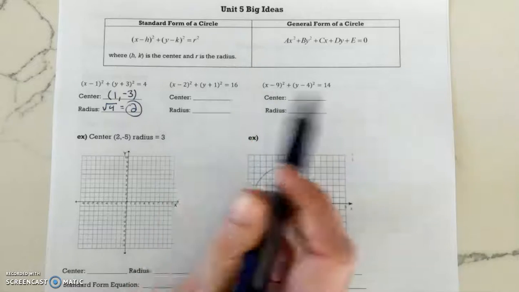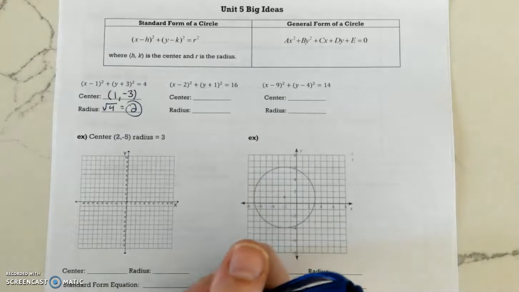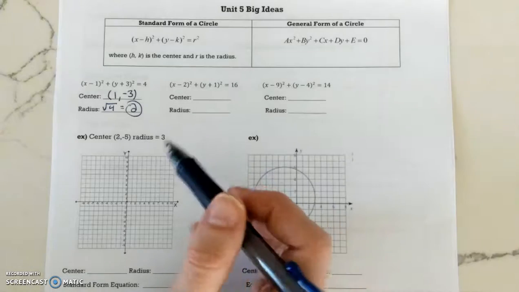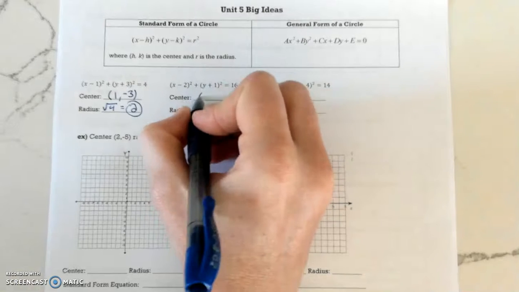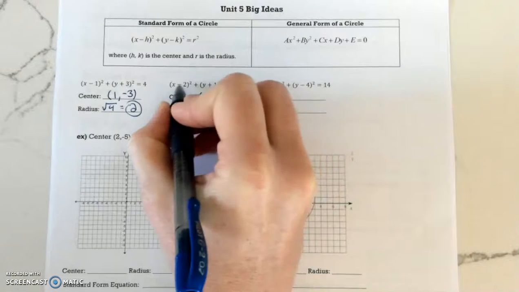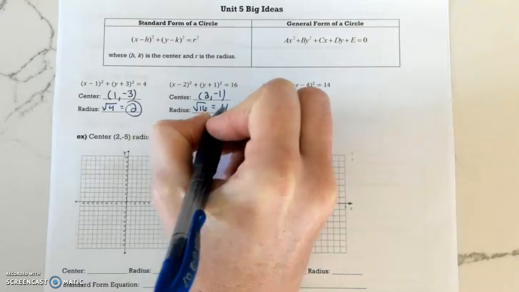All right, pause the video and try these two on your own, and then come back when you're ready. All right, I know all my students paused it and tried it, so we're going to go over these quickly. We just switched the signs, right? So our center here is going to be a 2, negative 1, because we switched them. And then we take the square root of 16, which gives us 4.